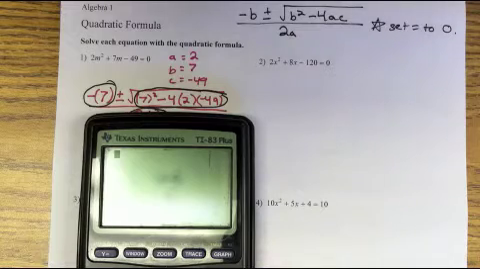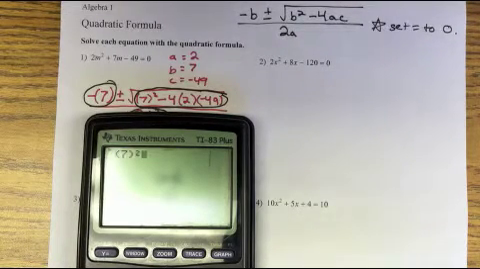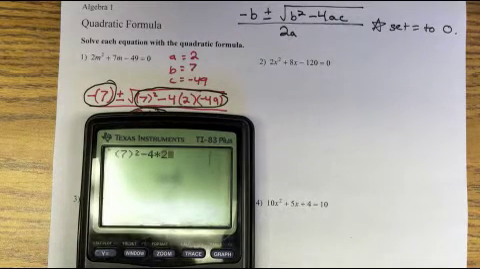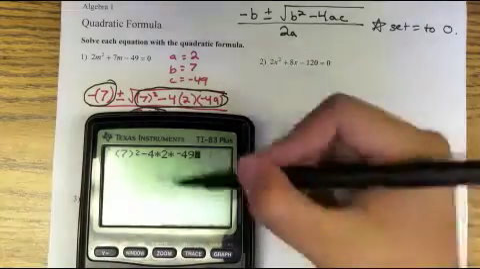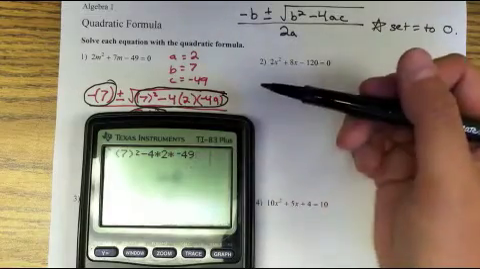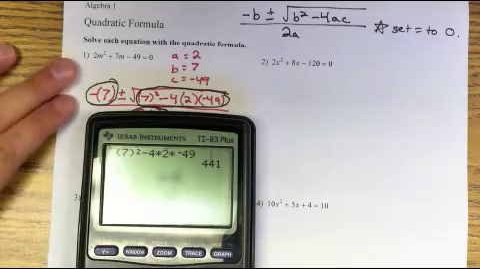We have open parentheses, 7, close parentheses, squared, minus 4 times 2 times negative 49. Do you see how I wrote that? That's exactly what it looks like, right? Pretty much, except the parentheses around these guys. And you can, if you want to, hit enter. Okay, I got 441.